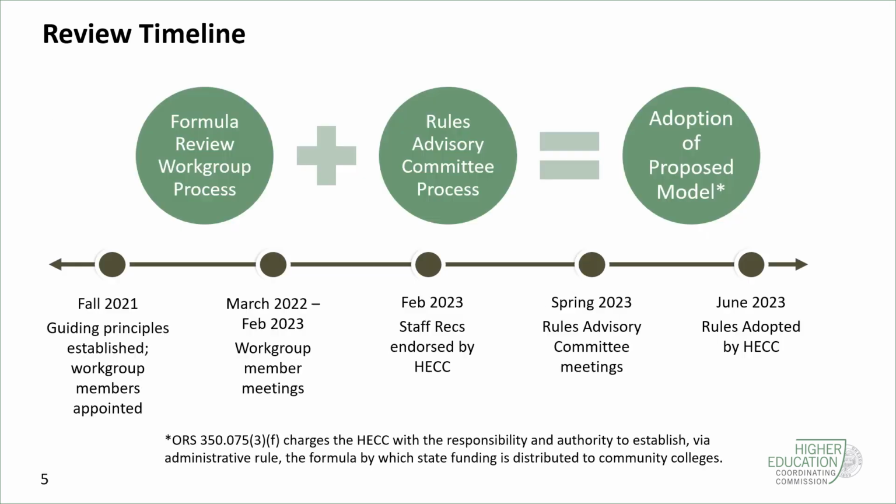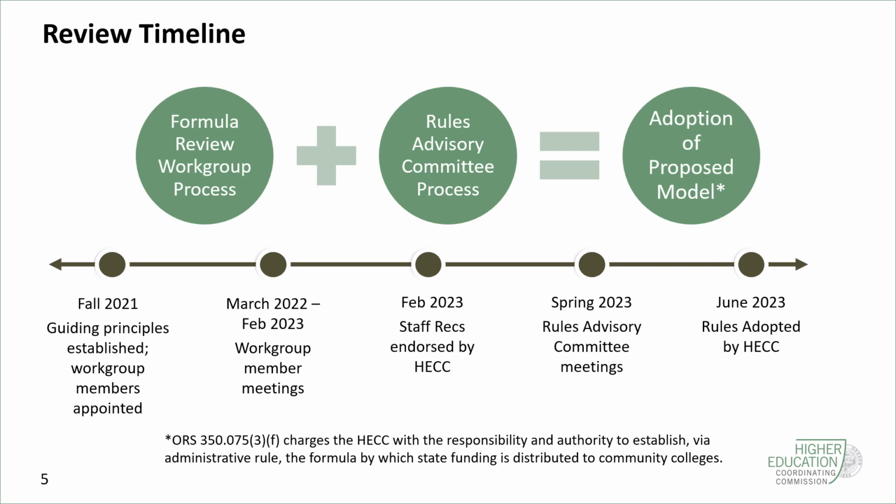Collaborative process. The review timeline, again, started in fall of 2021, wrapped up in June 2023, so it stretched out over time, almost 2 years. But the idea is that a formula review workgroup process was the first step, and then after that process concluded in February of 2023, we transitioned to a rules advisory committee process to consider amendments to the existing rules that govern the formula and its distribution. But both processes together led to the adoption of the proposed model.